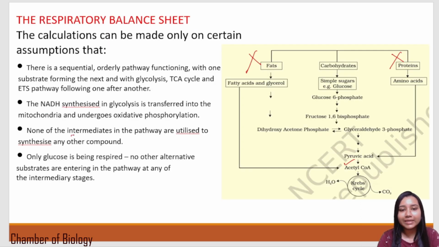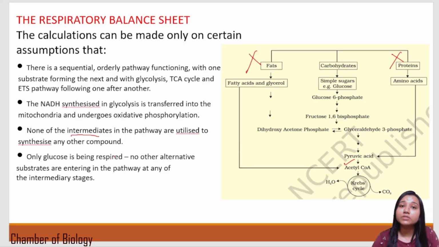And then none of the intermediates. There might be certain intermediates which are produced while glucose 6 phosphate or fructose 6 phosphate are produced. There might be certain intermediates which are formed. So none of the intermediates in the pathway are utilized to synthesize any other compounds.